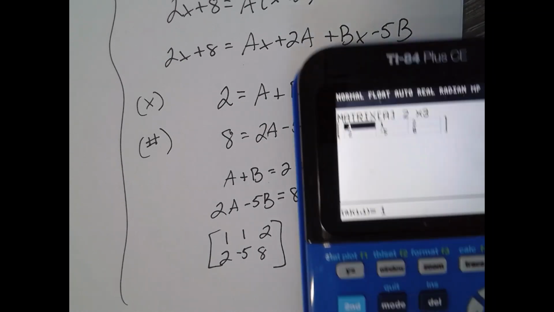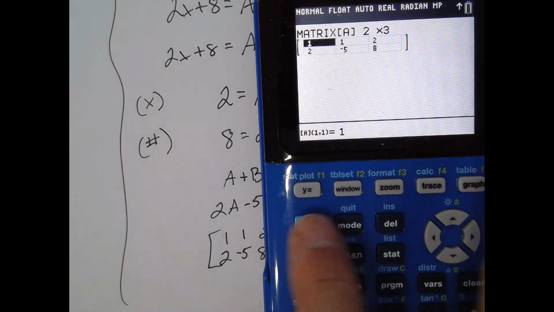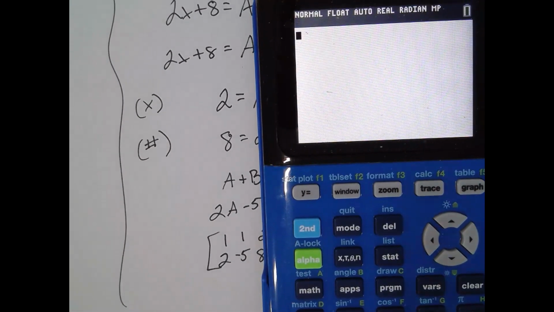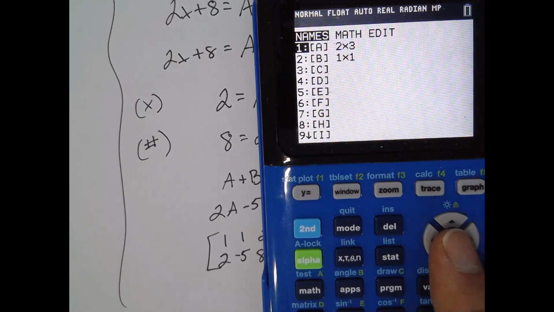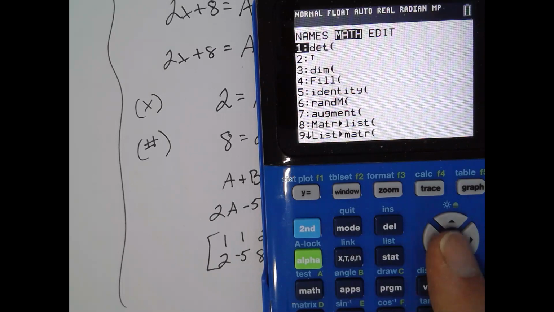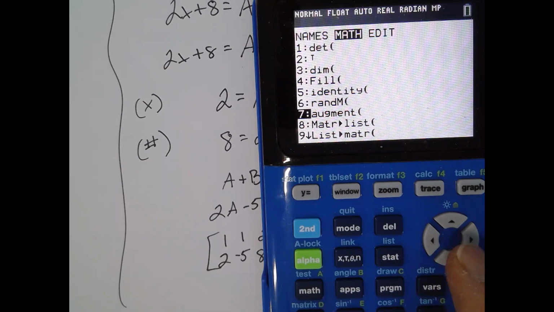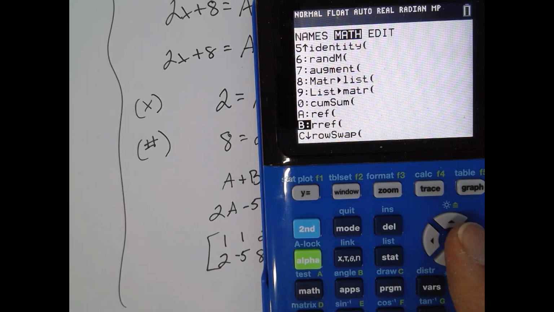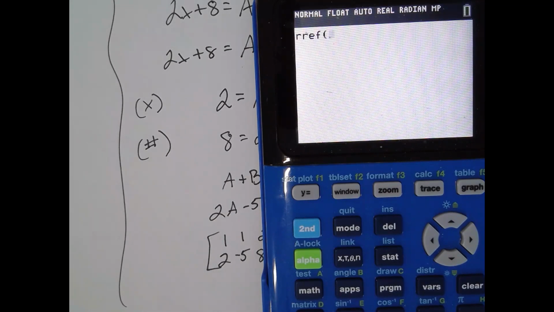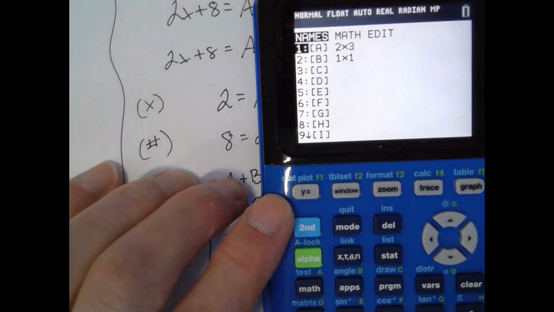Alright, so now I'm going to quit and then go back into the matrix, and we'll choose the blue pill, which is to do math, and that is reduced row echelon form. Right there. Reduced row echelon form. And we are going to do that to matrix A. So I'm going back into the matrix, and I'm choosing A.